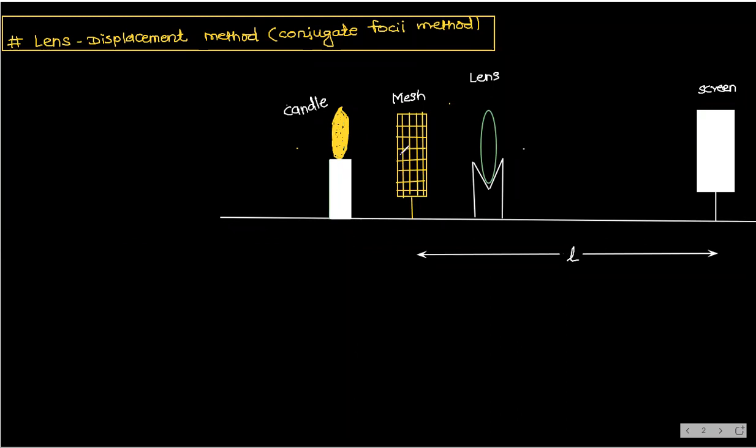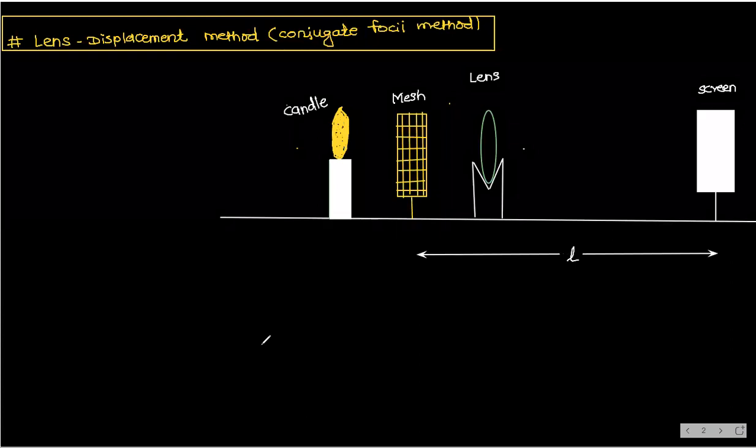And why are we using this? So that we will get a clear image, because if we take a candle only as an object, then we will not get the perfect position. Understand, that's why we are using this mesh. Okay, I hope you understand now.